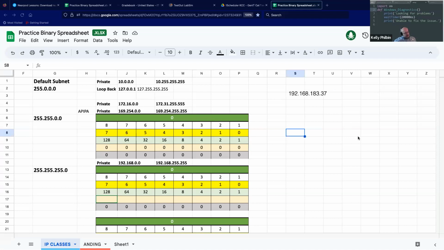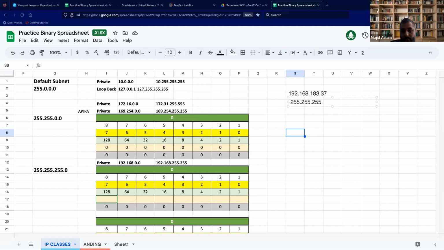Now, say we didn't know that and we needed the subnet mask to tell us. What are the different ways we can notate the subnet mask for this? For a class C, we know it's 255.255.255.0. There you go. So that's one way we'd notate it, right?